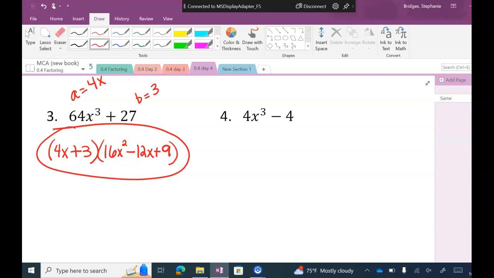Keep in mind, when you pull out a GCF, you do not just make it disappear. It is going to be in the front of whatever you factor. What is it that 4x to the third and 4 have in common? A 4. So we need to factor out that 4 first.